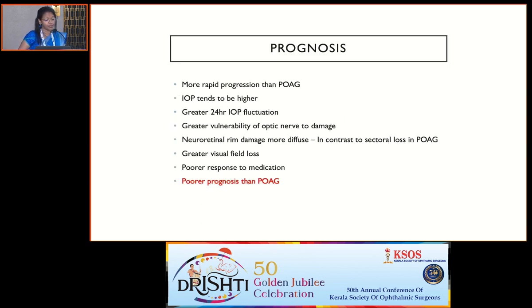So overall the prognosis, it has got a very rapid progression compared to POAG. The mean IOP tends to be higher in these patients with greater 24-hour IOP fluctuations. There is greater vulnerability of the optic nerve to damage in these eyes. It is found that the neuroretinal rim damage is more diffuse here in contrast to the sectoral loss which you see in POAG, with greater visual field loss and poor response to medication. So overall it is a poor prognosis compared to POAG.